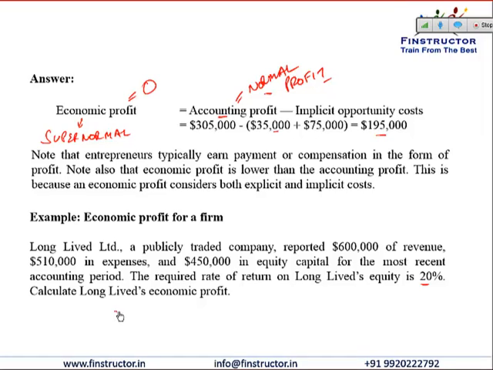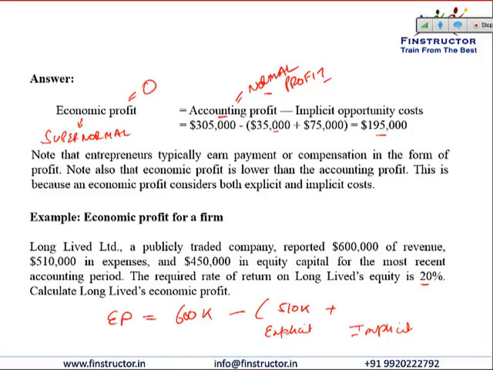Once again, economic profit is equal to the total revenue. Please note there is no implicit and explicit revenue. Revenue is the revenue that you have earned in dollars. So it will be $600,000, that is the total revenue, minus the total explicit plus implicit costs. The explicit costs are given to be $510,000. The implicit costs we need to calculate.